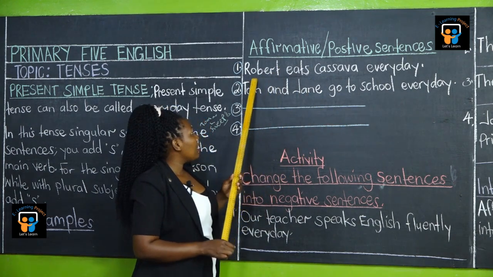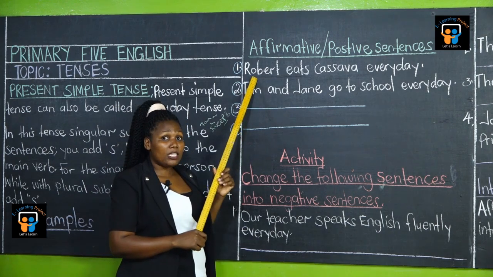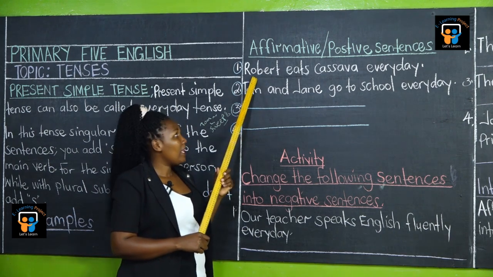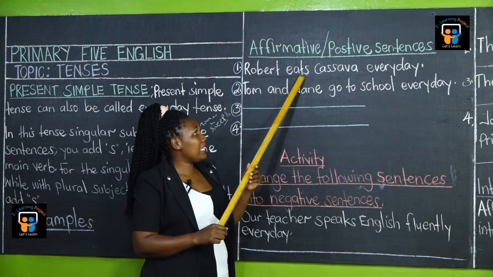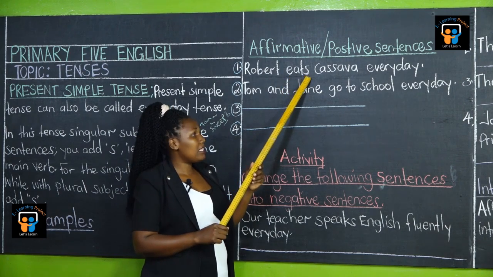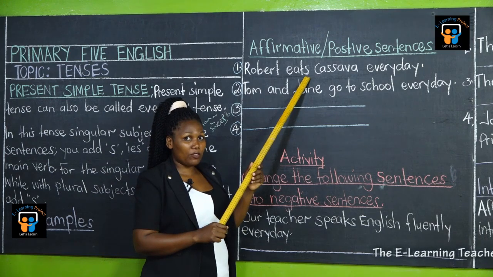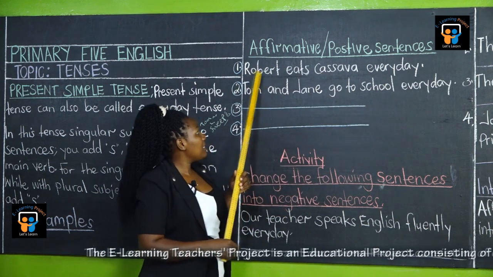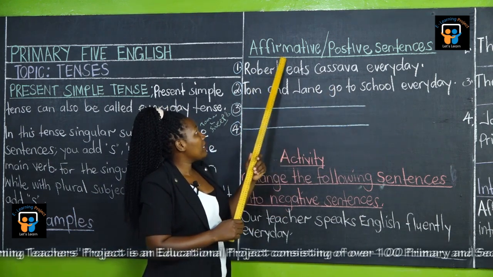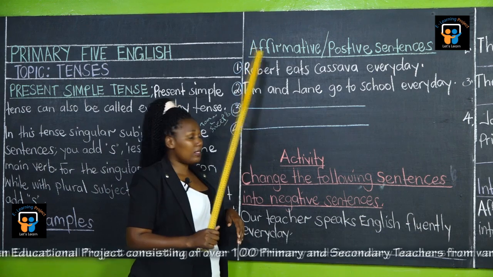You see, Robert, that is the singular subject. Eats, the main verb here is eat, and then we added S. Are you together? Robert eats cassava every day. This sentence doesn't have not, making it an affirmative or positive sentence.